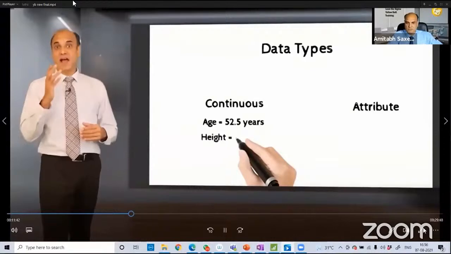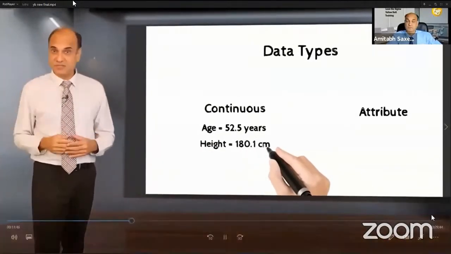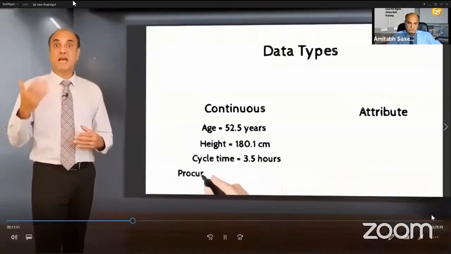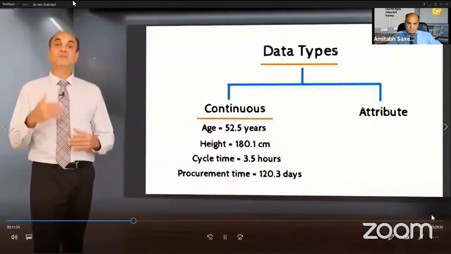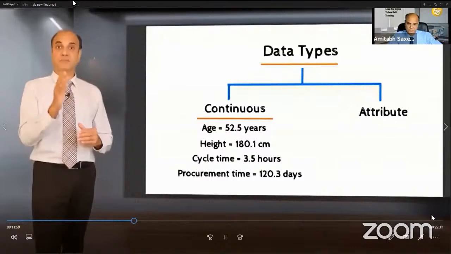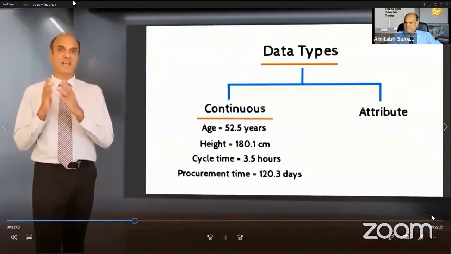Height, maybe 180.1 centimeters. Cycle time of a process, 3.5 hours. Or procurement time in an organization, 120.3 days. These are all continuous data because they all have a possibility of a decimal, meaning they can be expressed in decimal points, and also they all have a unit.